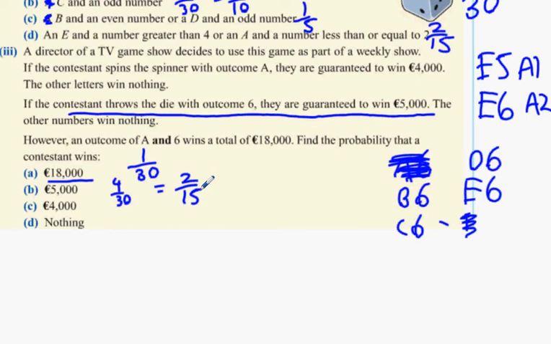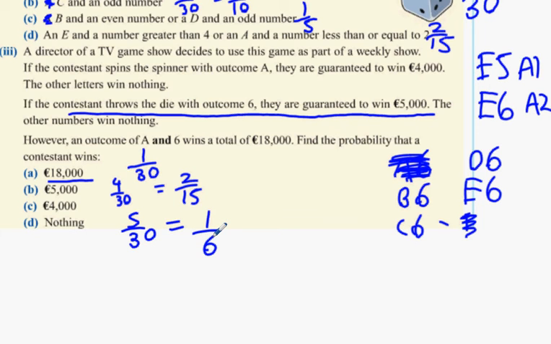Same trick for the 4,000. It's all the A's: A1, A2, A3, A4, A5, A6. But we already know that A6 wins you 18,000. So there'd be 5 out of 30, which is 1 in 6.